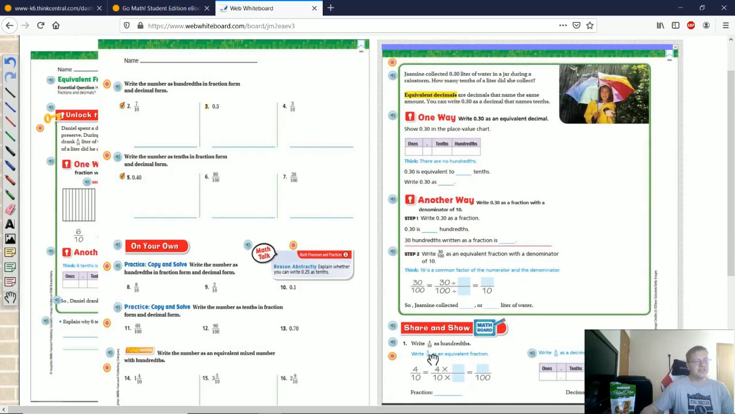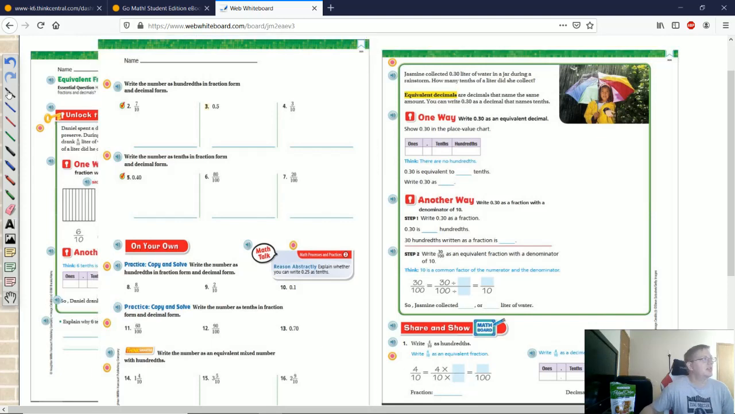Number 1, so if we write 4/10 as hundredths, again, we are going to multiply by 10. And that is going to give us 40 hundredths, which is the same as 0.40. So we have 4/10 and 0 hundredths when we're done, which gives us 40. All right, now over to this part.